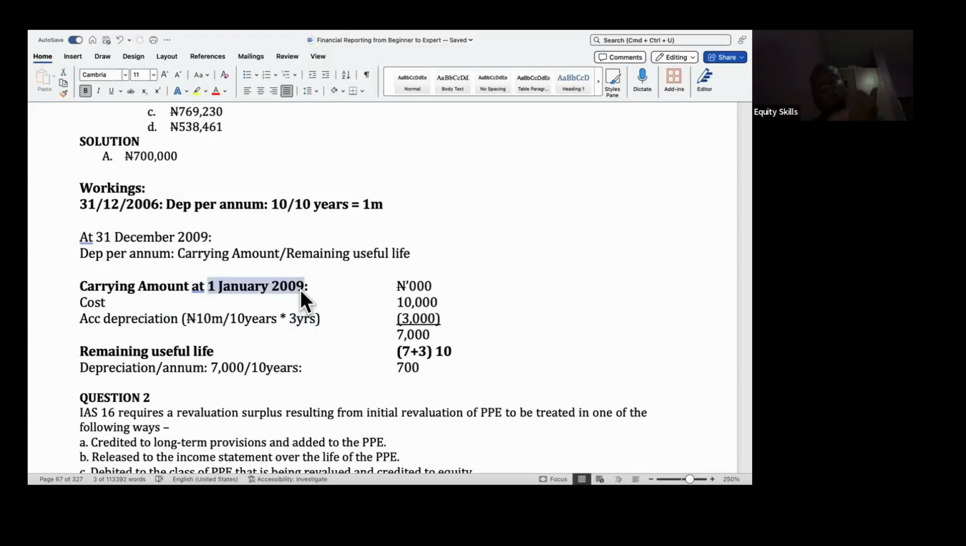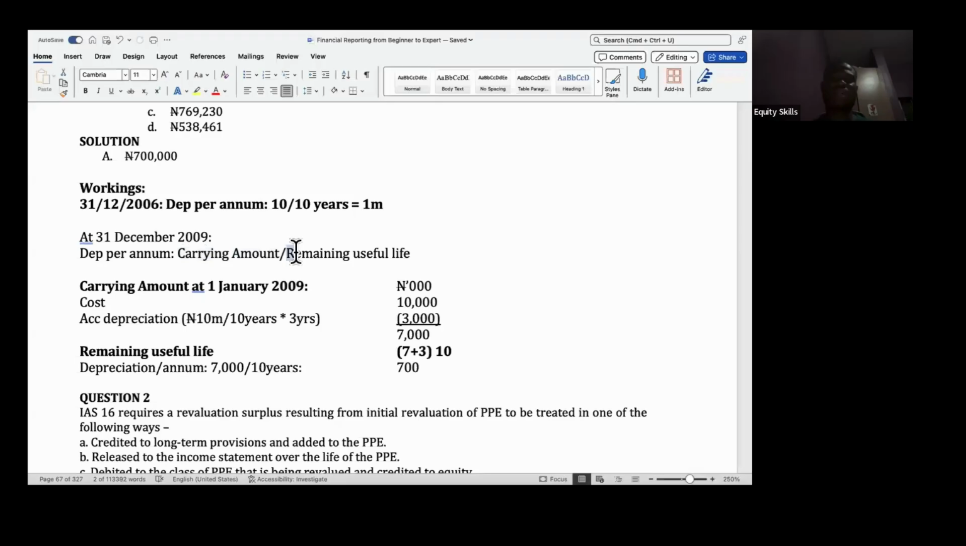So that is 6, 7, 8. I'm not going to count 9 because this is 1st of January 2009, which is the same thing as 31st December 2008. So my accumulated depreciation so far is for 3 years, 6, 7, 8. So when I put this on my calculator, I get 3 million. This is my accumulated depreciation. So 10 million minus 3 million gives me 7 million. I've gotten my carrying amount.